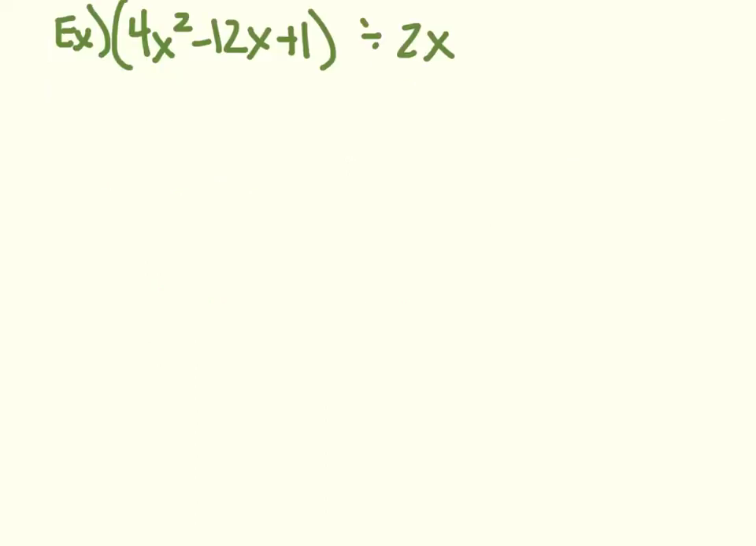Okay, so let's try one. 4x squared minus 12x plus 1, all divided by 2x. So, 4x squared, negative 12x, 1. Am I missing anything? No, I'm not missing anything, and they're in descending exponent order. So I'm ready to start this problem. 2x is my divisor, and it's dividing 4x squared minus 12x plus 1.